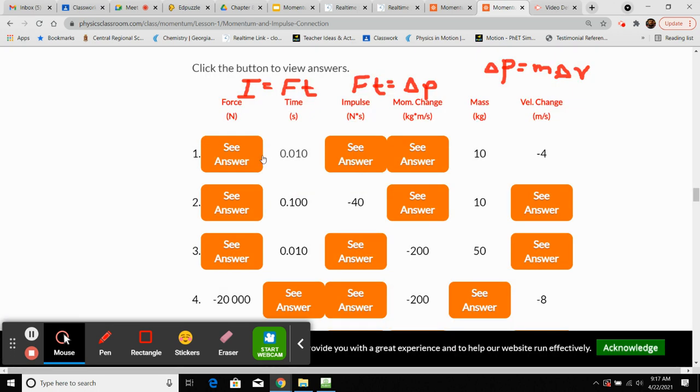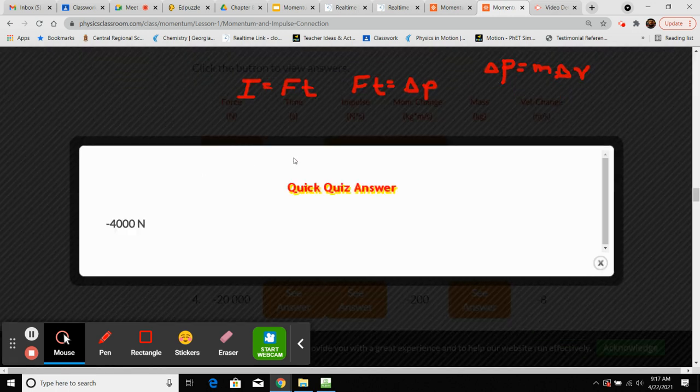Well, how do I figure out what the force is, though? I equals F times T. And if I know what T is, I would put negative 40 for I, and T is 0.01. So negative 40 divided by 0.01 is negative 4,000 newtons.